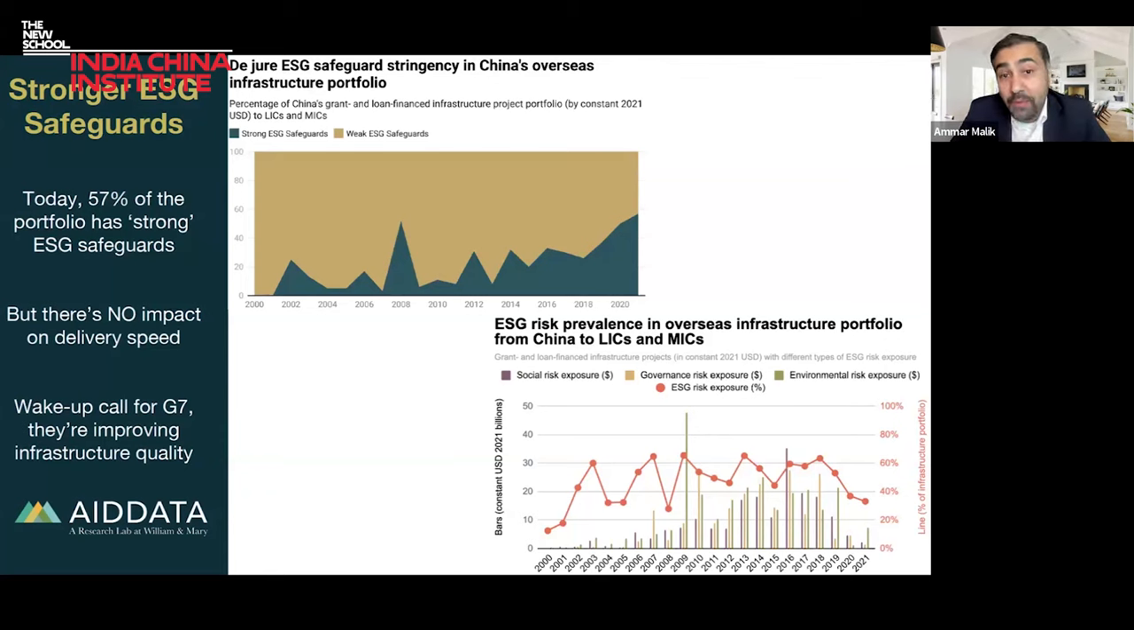I think this is a wake-up call for the G7, who are trying to compete with China. And I think China's actually much faster and much bigger in scale. And now they're trying to improve the quality of their infrastructure as well, which I think is a quite interesting new development. I'll stop here.